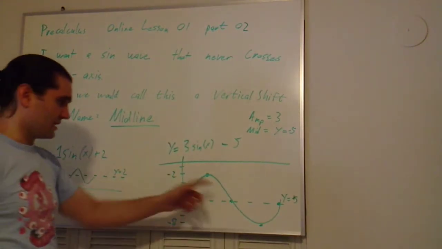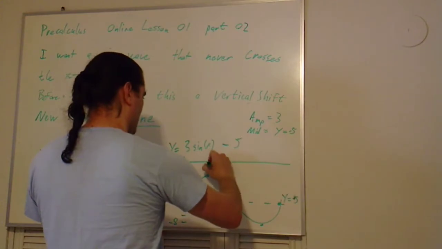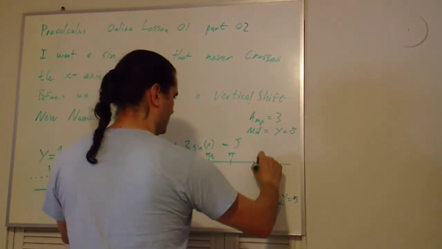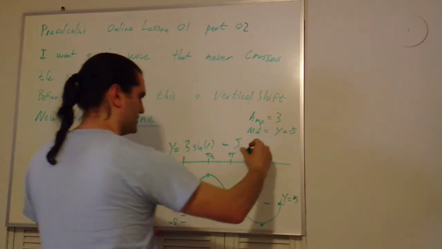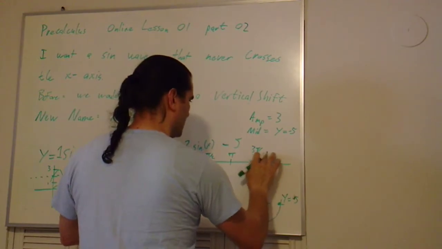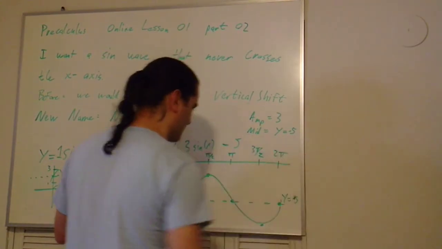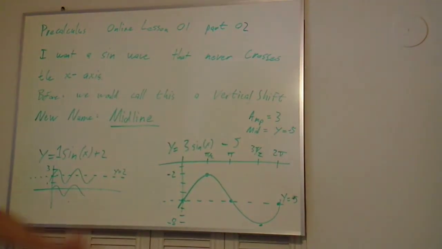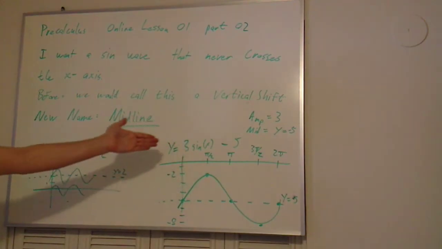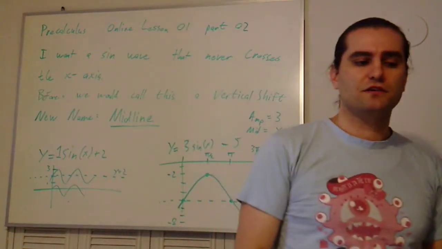And you can find the exact coordinates of these points. I know that this thing is going to peak at pi over 2. That's what sine waves do. This is pi. It's going to hit its low point at 3 pi over 2. And it's going to come back to the midline at 2 pi. So this is the basics of how we're going to be graphing transformed sine and cosine waves.